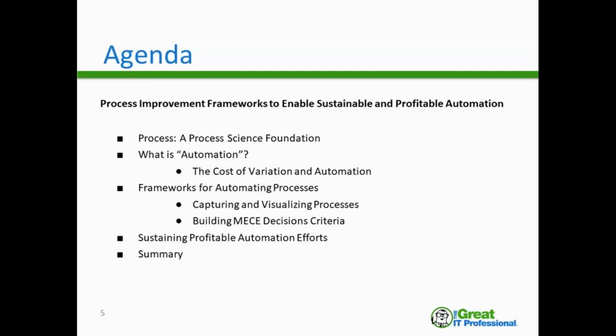I think that these are extremely important topics to start at the operating terminology level, because a lot of people talk about these things in the marketplace and everyone has a slightly different impression of what they're referring to. So we're going to start by level setting, and then I'm going to talk about the cost of variation in automation, what that work entails and what the costs really are. And then we'll move into frameworks for how we actually do proper automation work at a very high level.